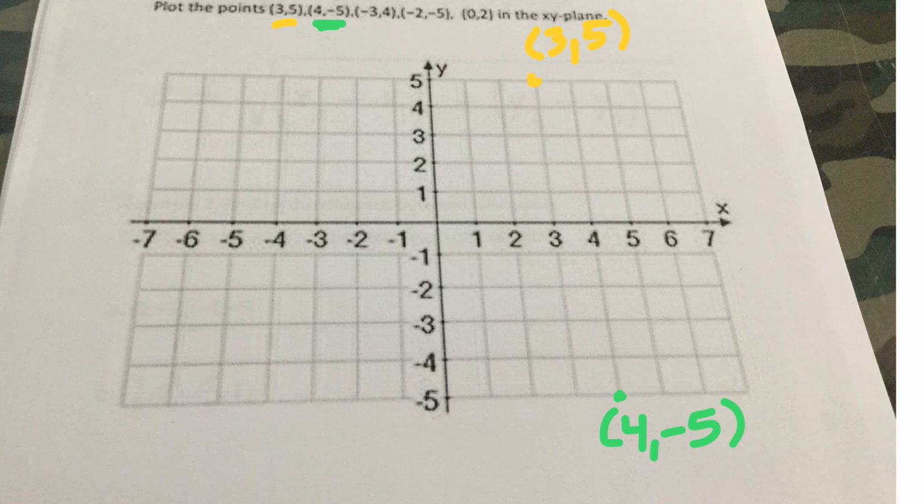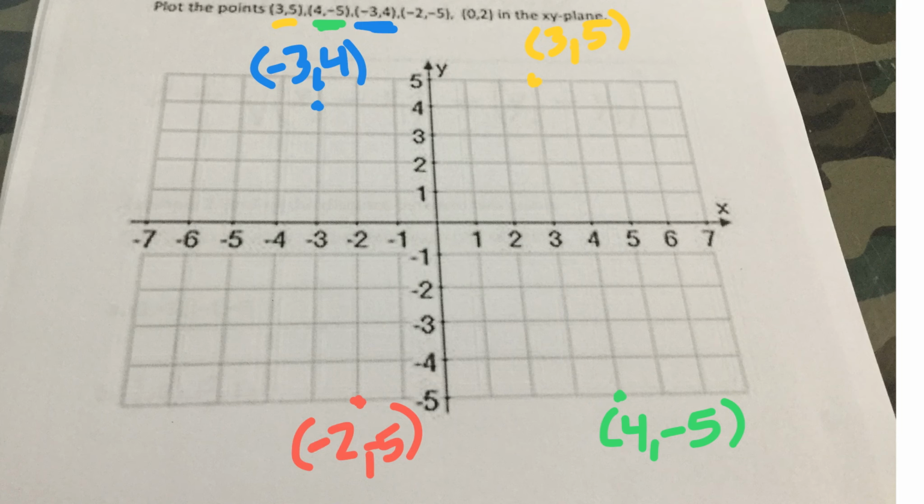Next, we've got -3, 4. That means I'm going to start at the origin, go left 3, go up 4. And there's my point, -3, 4. -2, -5. I'm going left 2, down 5. Puts me there. And then 0, 2. 0 means you go nowhere. 2 means up 2. So there's my point, 0, 2.